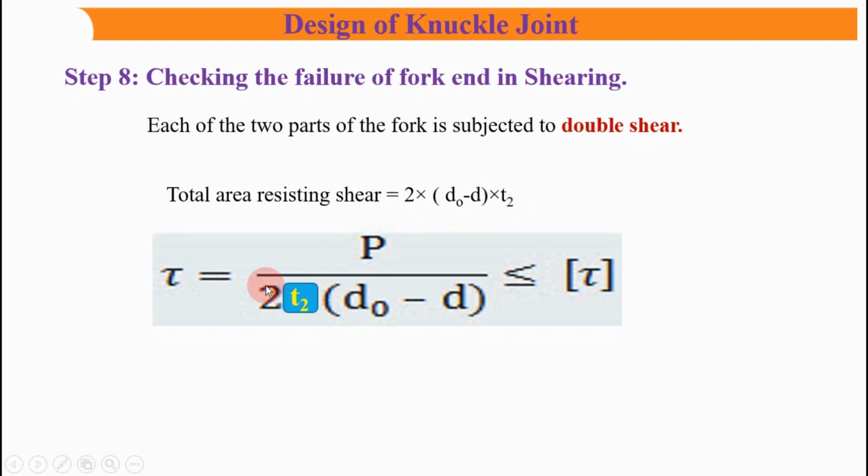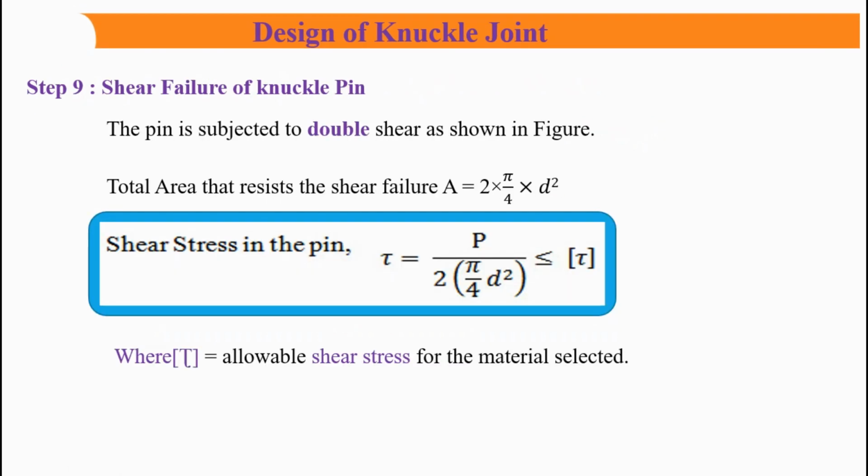Same formula we have put here: tau is equal to P upon 2 T2 into (DO minus D), which should be less than or equal to the allowable permissible shear stress. If you satisfy this condition, then your design will be safe. So first we checked the single eye for tensile, crushing and shear failure. After that we checked the fork end component of the knuckle joint for tensile, crushing and shear failure. And now see what is next.